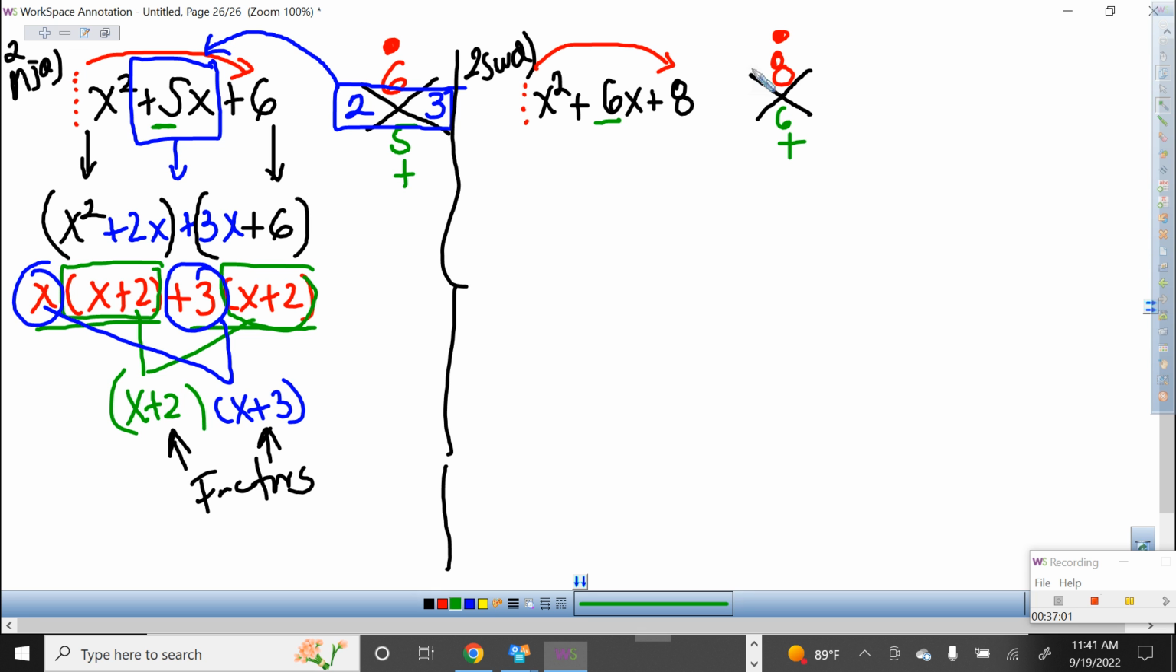So what two numbers multiply to give me 8 that when you add them give us 6? JP? 2 and 4. That is correct. 2 times 4 is 8. 2 plus 4 is 6. So what do we do next?